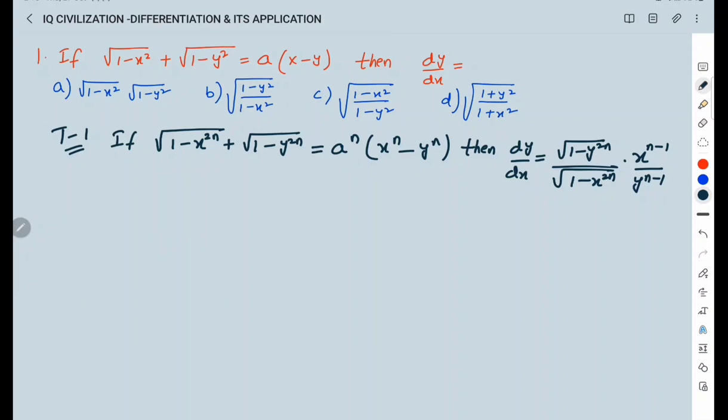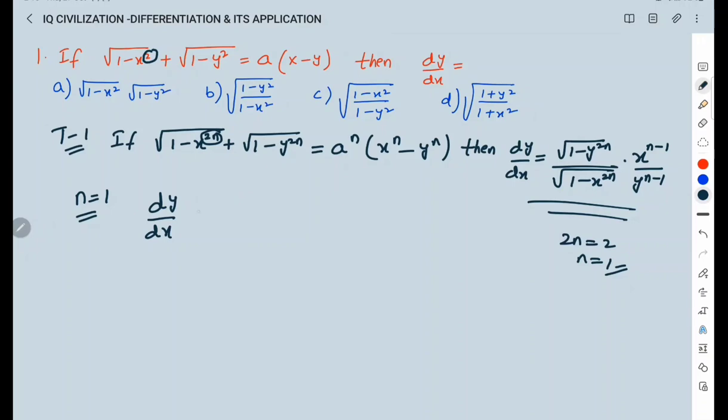This is the trick. So here our question is just like this trick one only, right? So root over 1 minus x square plus root over 1 minus y square is equal to a into x minus y. We need to find the dy by dx. So in this standard form, just put n value as 1. Why did we take n value 1? Because here 2, here 2n. So 2n is equal to 2, so n is equal to 1.